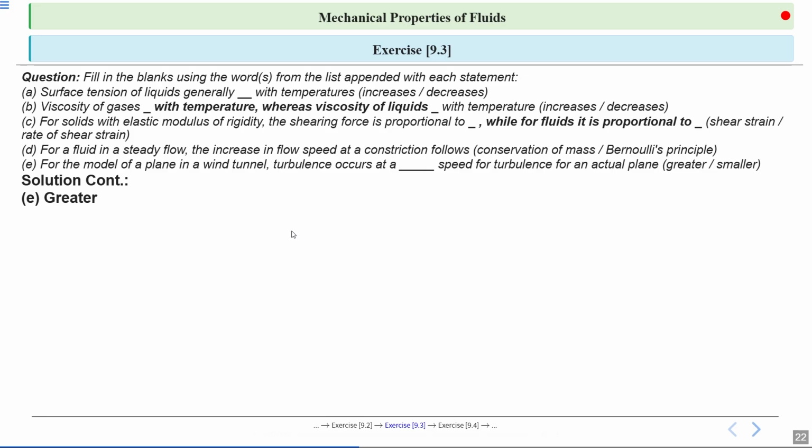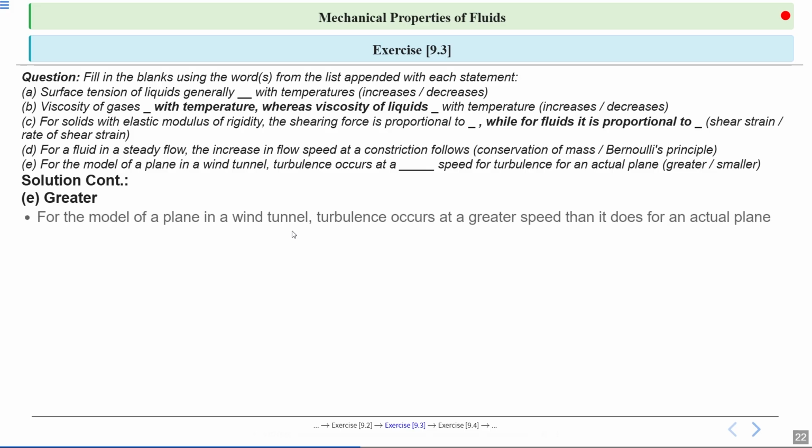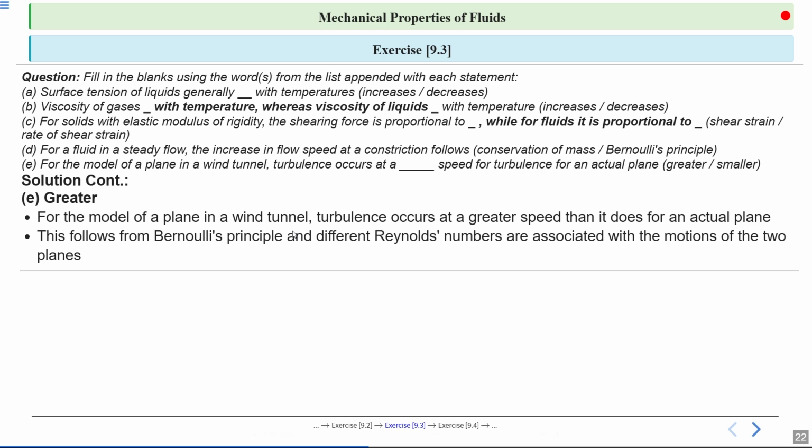Now, the last answer is greater. For the model of a plane in a wind tunnel, turbulence occurs at a greater speed than it does for an actual plane. This follows from Bernoulli's principle, and different Reynolds numbers are associated with the motions of the two planes. Alright.